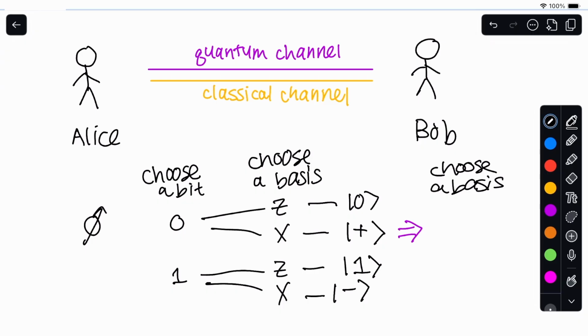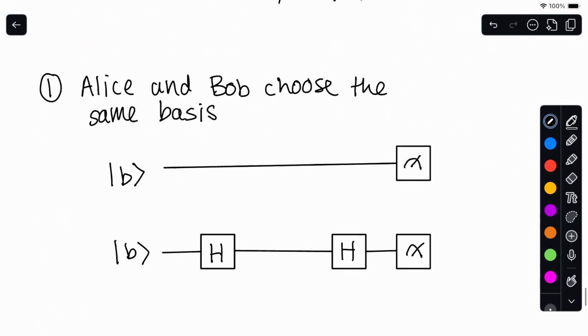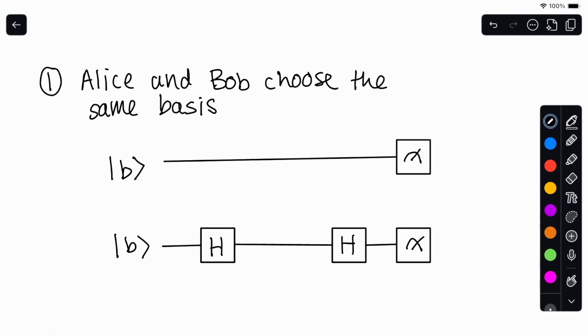And he can either choose the Z basis, in which case he just measures the qubit, or he can choose the X basis, like we saw in the coding notebook, where he can apply a Hadamard gate and then measure the qubit. So let's consider the different scenarios that are possible. So the first is if Alice and Bob choose the same basis.